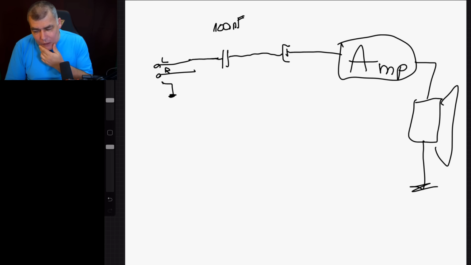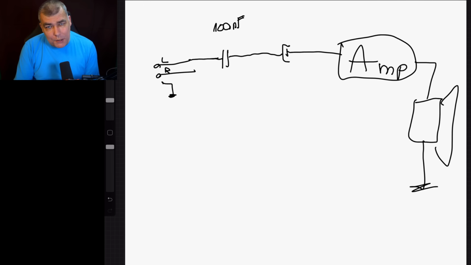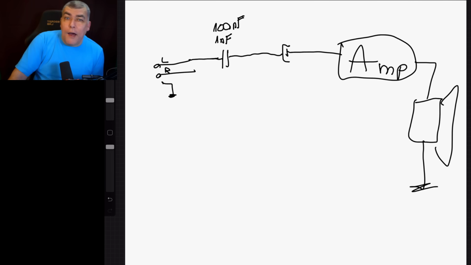With 100 nano, the signal most likely goes like this: all the audio band, the full spectrum, from low to high. Maybe not so many lows. But let's say here you connect one nano, you'll have only high frequencies. So you see the nice high frequencies.